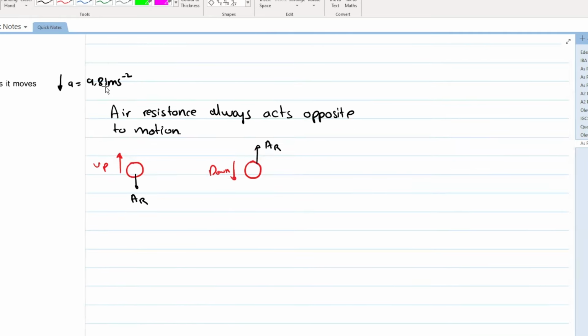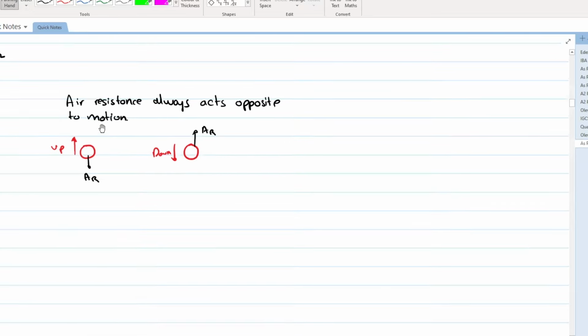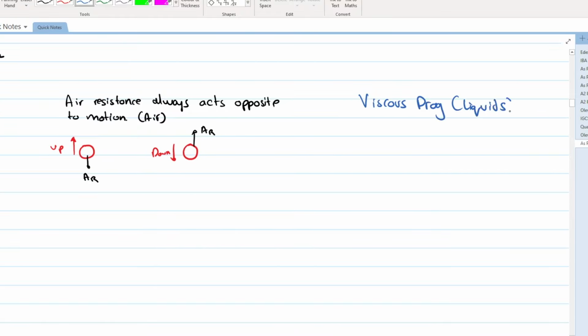Chalo, let me divert a bit and explain you something that is of utmost importance. Just as air resistance acts in air, there is a resistive force known as viscous drag that acts in liquids, and it also has the same characteristics. If your ball is moving upward, your viscous drag will act downward. If your ball is moving downward, your viscous drag will act upward.